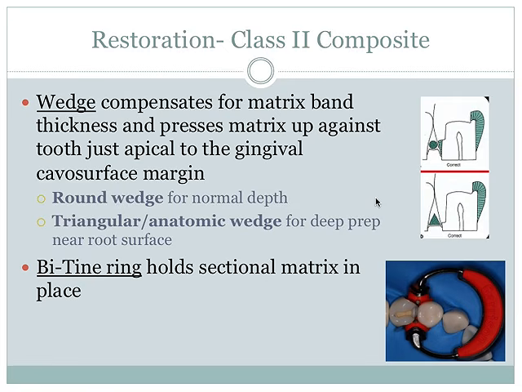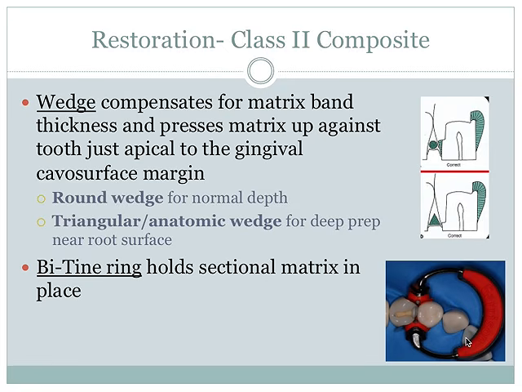As a general rule of thumb, you should use one wedge if the matrix band passes through one contact, so for like an MO or a DO, and use two wedges if the band passes through two surfaces, so that if you were doing an MOD.